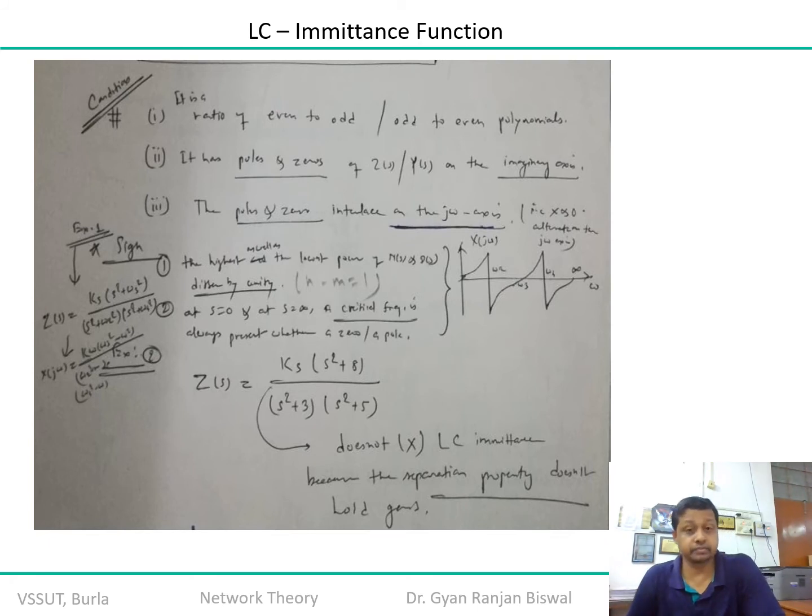The signature or characteristic of this kind of immittance function is, number one, the ratio must be even to odd or odd to even. That means when you compare the numerator to the denominator, if the numerator has an odd-order polynomial, then the denominator will have an even-order polynomial. Or if the numerator has an even-order polynomial, then the denominator would have an odd-order polynomial. Ultimately the difference between the highest and the lowest powers will be 1. Fine, that is number one, the signature.